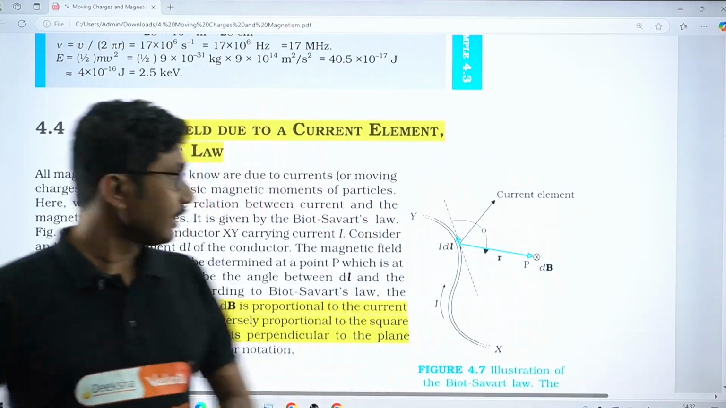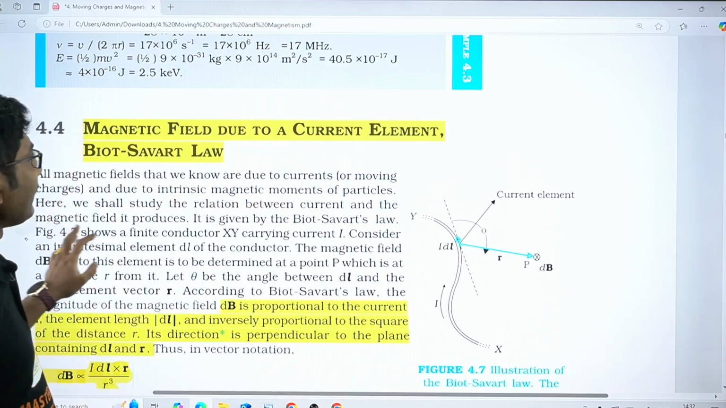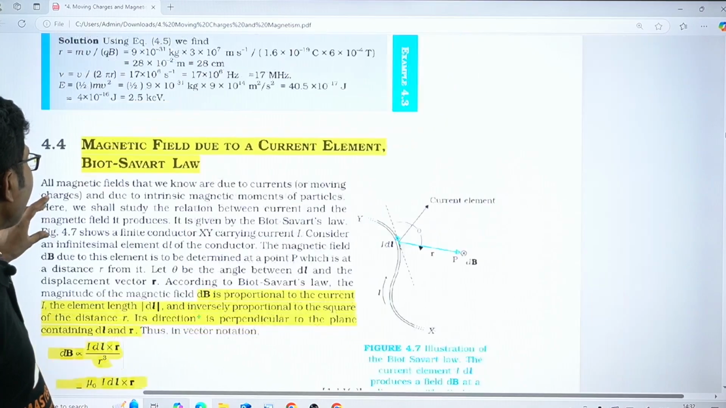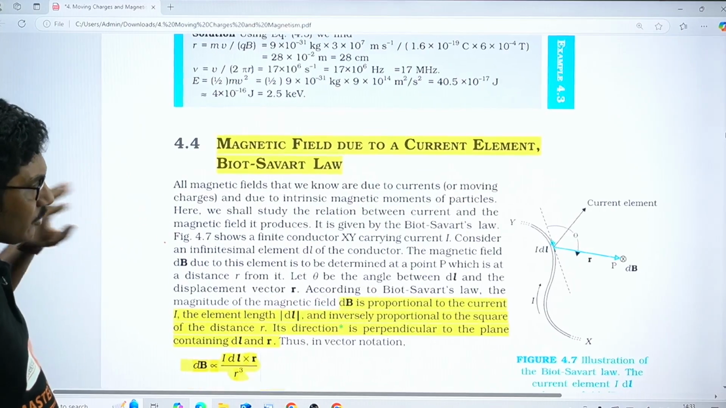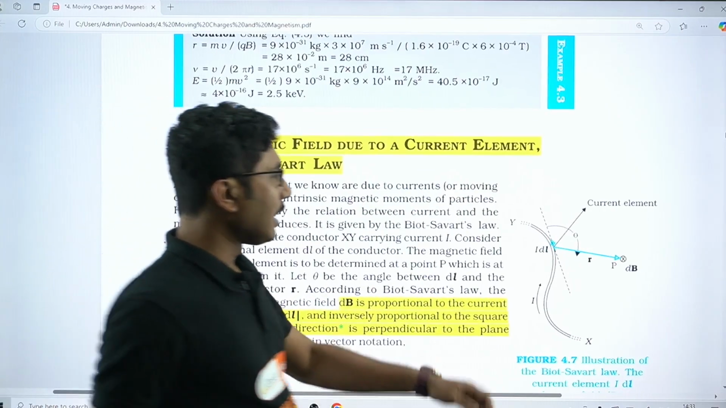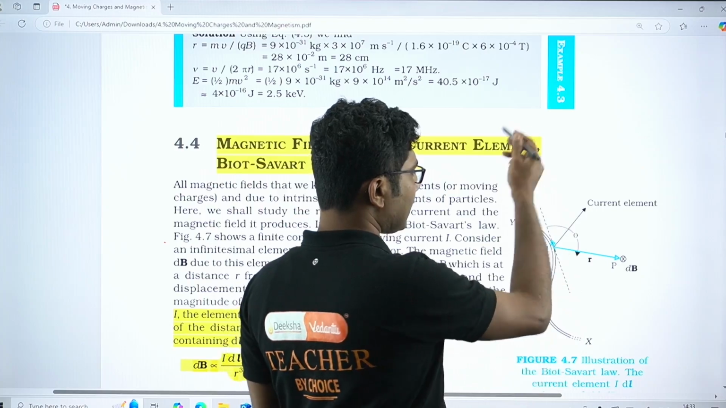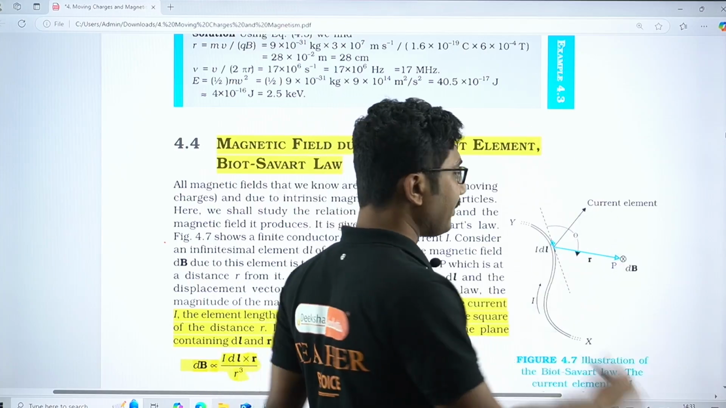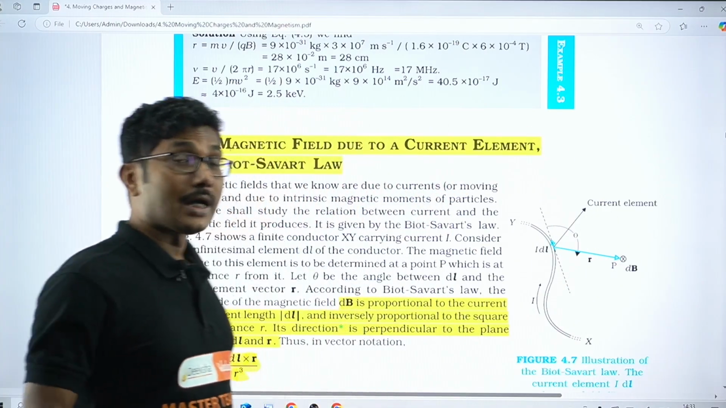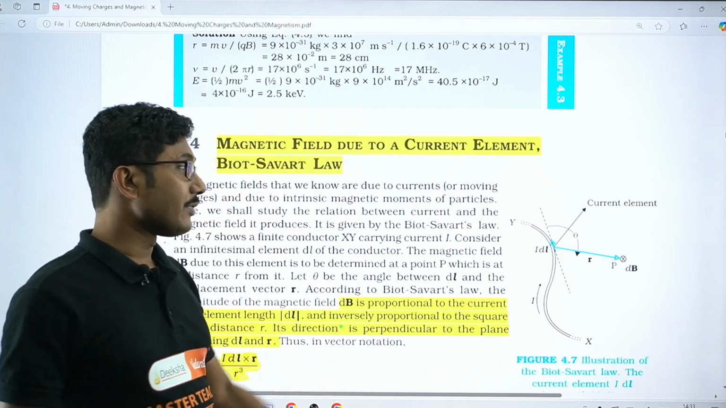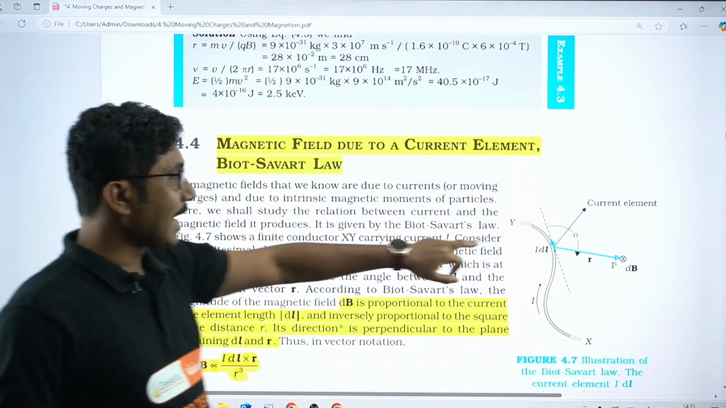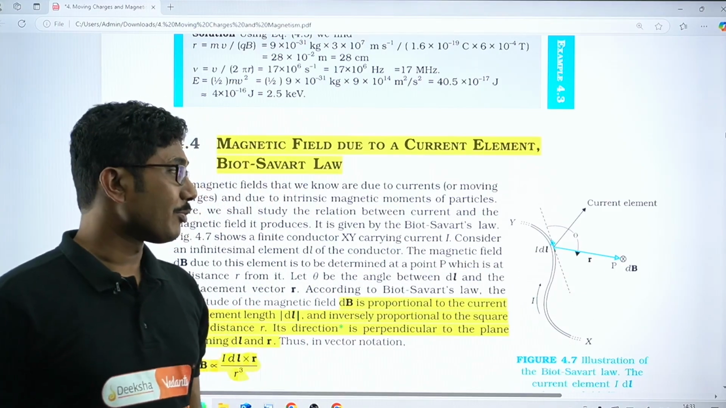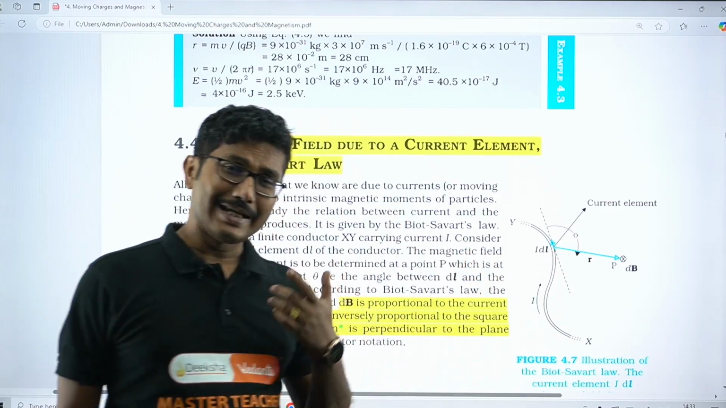Now the next part is magnetic field due to a current element, Biot-Savart law. It is one of the most important concepts of this chapter. This diagram is just simply a curve. If they ask you to explain Biot-Savart's law, the diagram is definitely compulsory. What is I dl? Proportional to current element I dl, that is also fine.